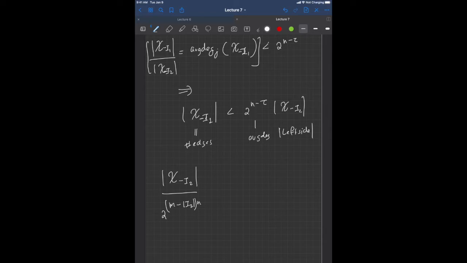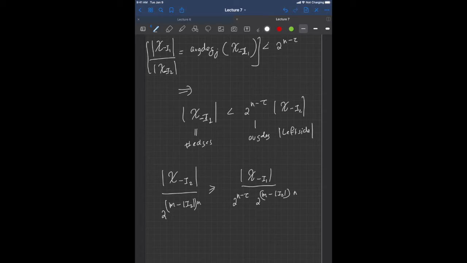So by this we know that the cardinality of x minus x2 is at least this divided by this. So this is at least cardinality of x minus I1 divided by 2 to the n minus tau, 2 to the m minus I2 times n. I just plugged in the equation that we wrote earlier.